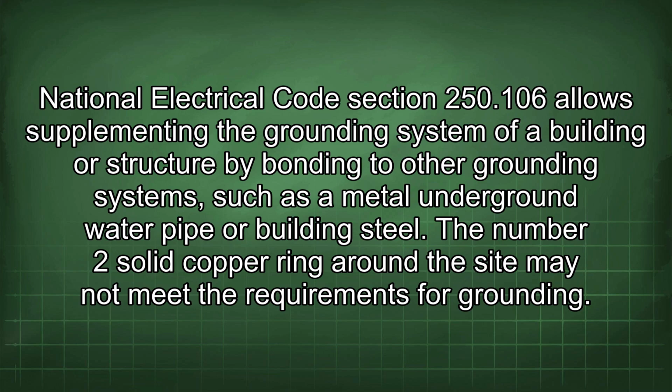National Electrical Code Section 250.106 allows supplementing the grounding system of a building or structure by bonding to other grounding systems, such as a metal underground water pipe or building steel.